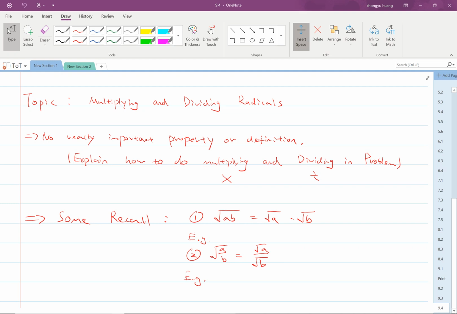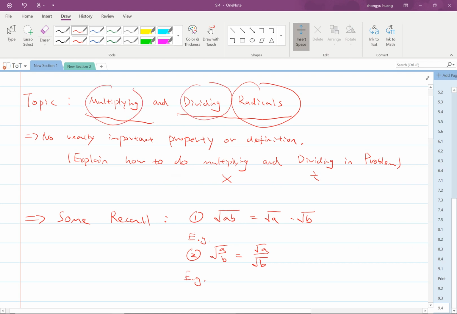Okay, so hello everyone. Today's topic will be multiplying and then dividing radicals. Radicals are all about the nth root, but we are actually focusing more on the square root.